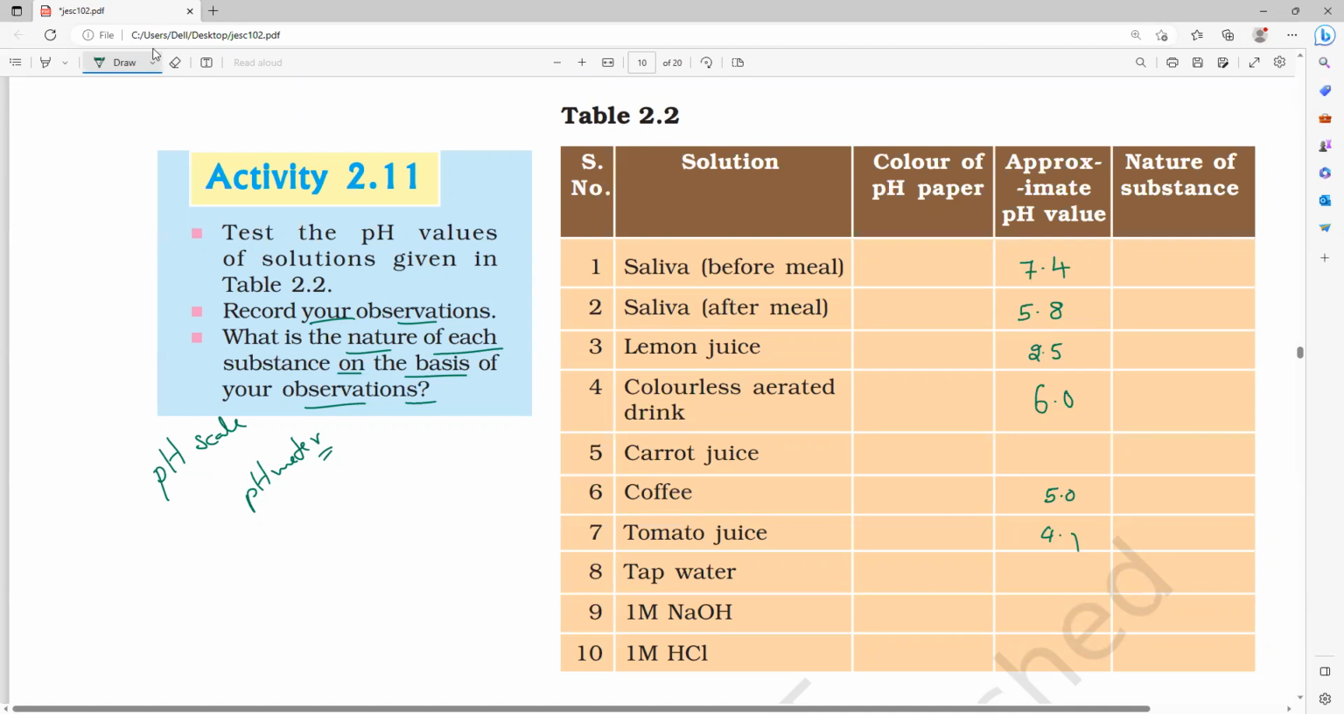Next, tap water. Tap water means normal water. So what is the pH? Will it be basic in nature or acidic in nature? Acidic in nature? No, it depends on the minerals it contains. So tap water, if you have taken, it will not be acidic in nature. It will be basic in nature only.